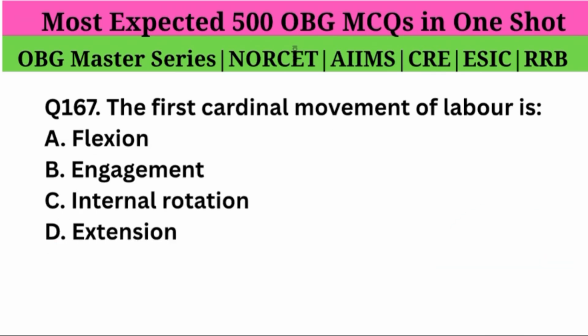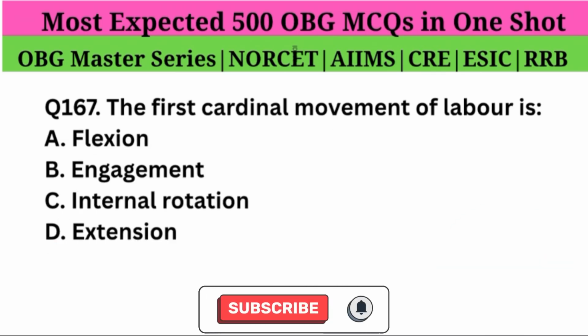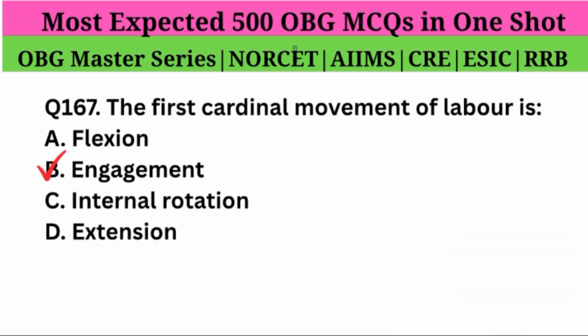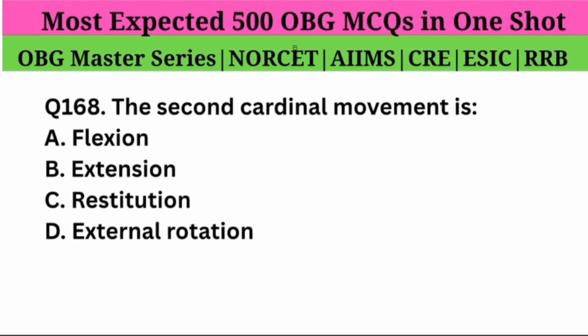The first cardinal movement of labor is. Correct option is option B, engagement. Your second cardinal movement is. Correct option is option A, flexion.